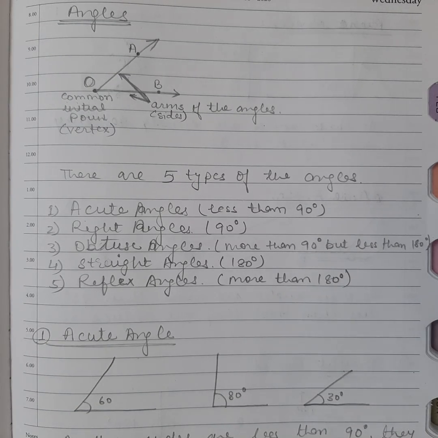So let's see how we can classify angles. These angles can be classified into 5 types. One is acute angle, which is less than 90 degrees. Then right angle, which is 90 degrees. Then obtuse angle, which is more than 90 degrees but less than 180 degrees. And fourth is straight angle, which is exactly 180 degrees. And fifth is reflex angle, which is more than 180 degrees but less than 360 degrees.